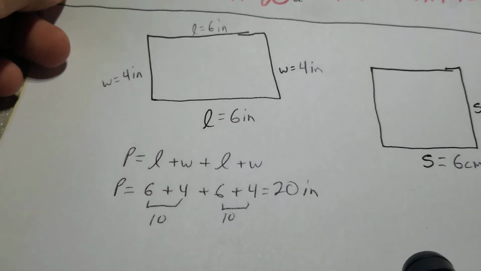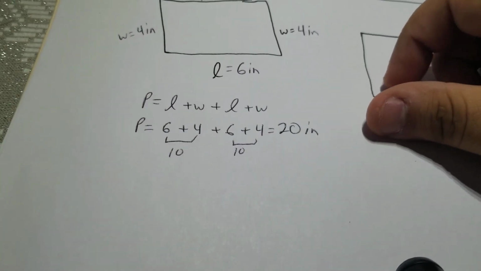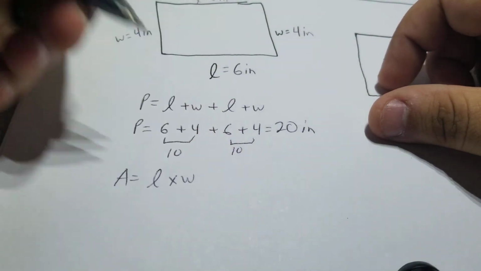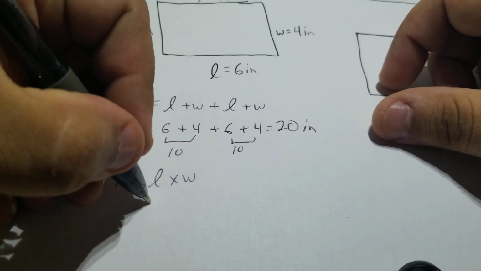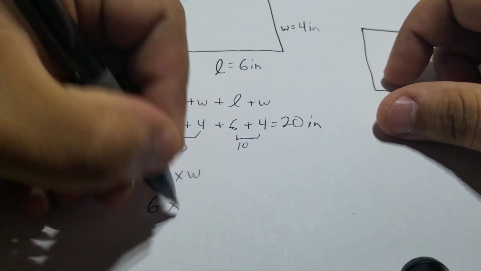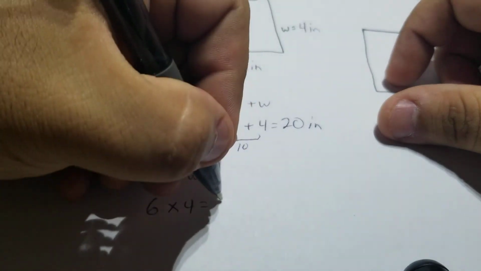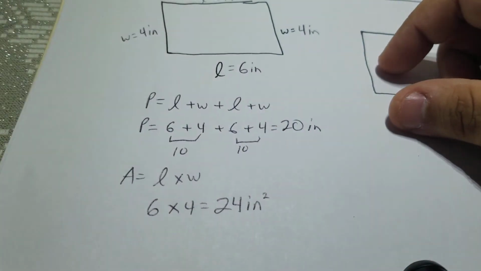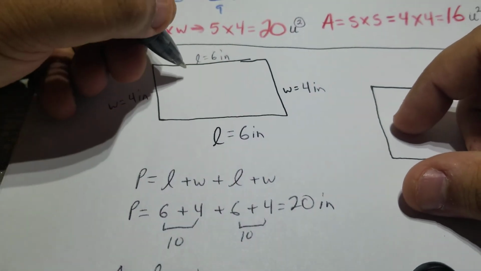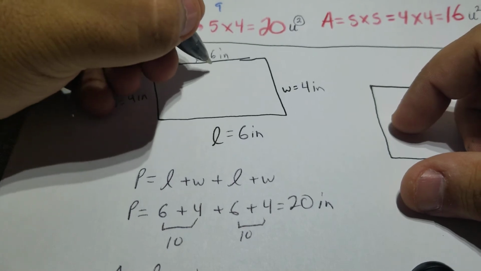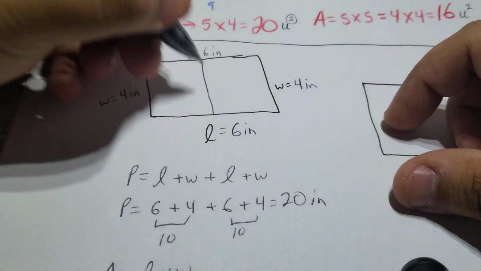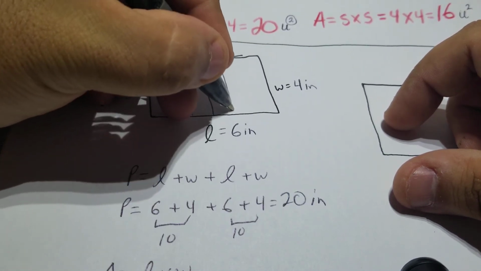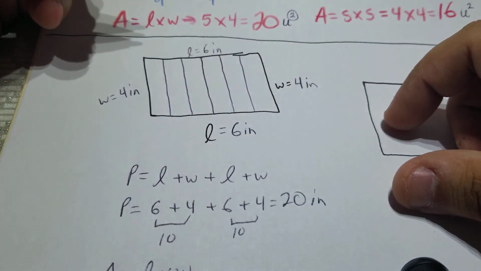Now for the area, area is simply your length times your width. So we're going to substitute the L for 6 inches, and we're going to substitute the W for 4 inches, and that'll give you 24 square inches. To check that, let's do our rows and columns. L will be columns, so we're going to cut this in half, and then we're going to cut this side into thirds, and then we're going to cut the other side into thirds, and there are your 6 columns.